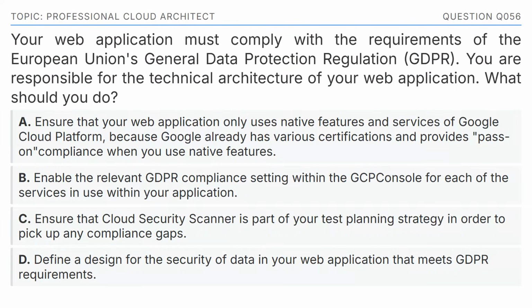Your web application must comply with the requirements of the European Union's General Data Protection Regulation, GDPR. You are responsible for the technical architecture of your web application. What should you do? The options are: Option A, ensure that your web application only uses native features and services of Google Cloud Platform, because Google already has various certifications and provides pass-on compliance when you use native features. Option B, enable the relevant GDPR compliance setting within the GCP console for each of the services in use within your application. Option C, ensure that Cloud Security Scanner is part of your test planning strategy in order to pick up any compliance gaps. Option D, define a design for the security of data in your web application that meets GDPR requirements.